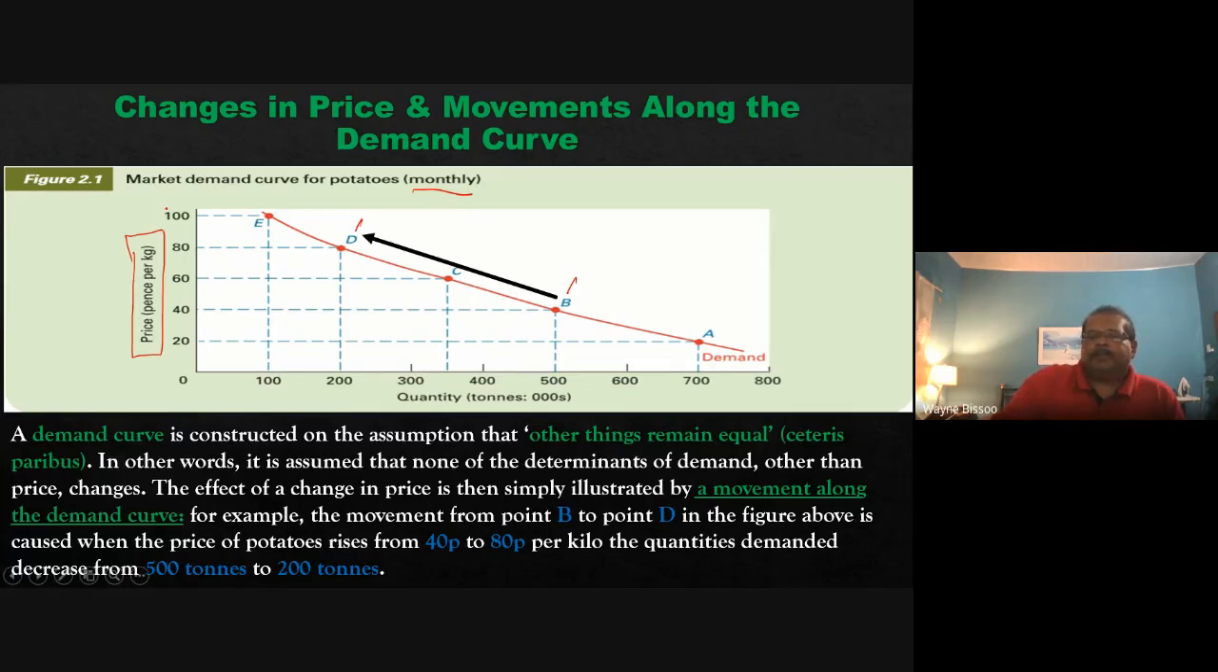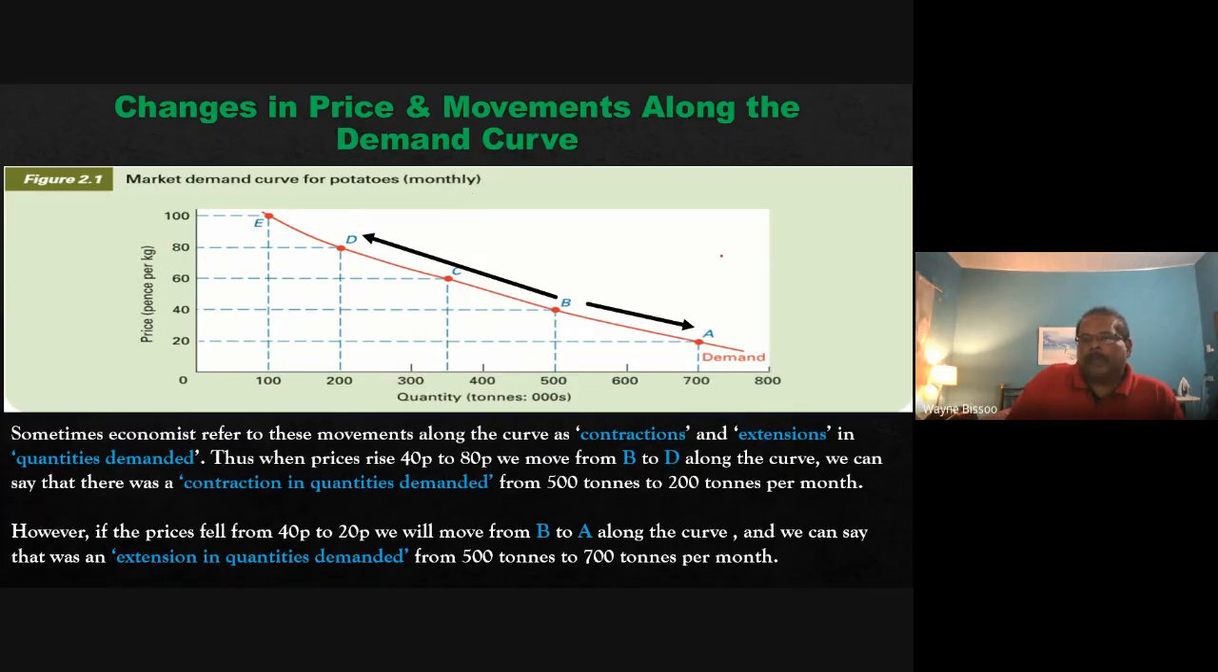Okay. So the opposite is also true. If we move down, if prices were to fall, then we would move down the demand curve. All right. So another phrase that we use to express that is we call them contractions and extensions. So a contraction would be from B to D, whereas an extension would mean from B to A.